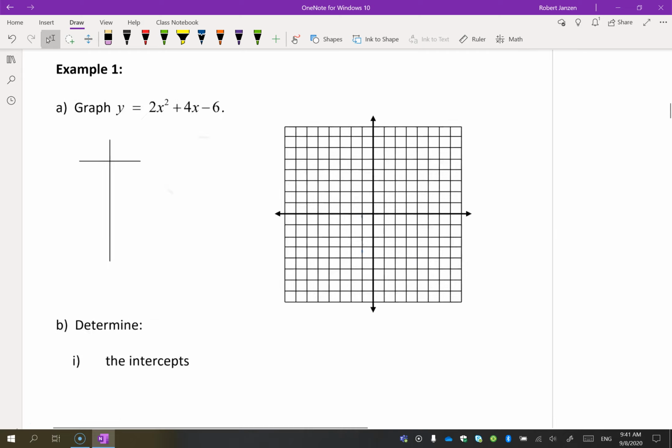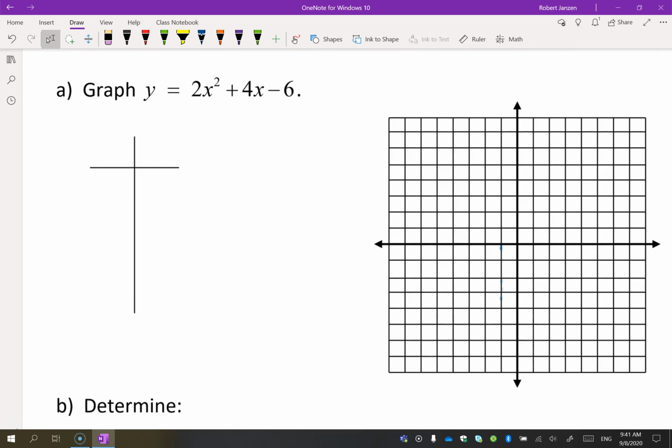Okay, so by the time we're done this unit, you're not going to need a table of values, but for today, we're going to use a table of values. So we're going to pick some values here for x, and let's calculate what is y. So if x is -2, you're going to get -6. Okay, let's try -1. If I put -1 in here, I'm going to get 2 minus 4 minus 6. So that's going to be -8. Okay. If I get 0, that's going to be -6.